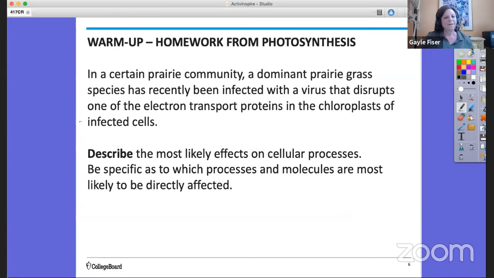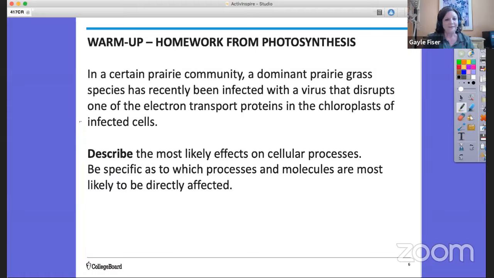Okay, so our warm-up today, which was our homework from our last lesson, which was photosynthesis with Ms. Kate. And if you are joining us for the first time, then I'm going to give a moment for you to jot down some thoughts in between after I read this question and before I reveal the scoring guideline. If you have your homework from last night, then go ahead and get that ready and we'll compare in just a minute.